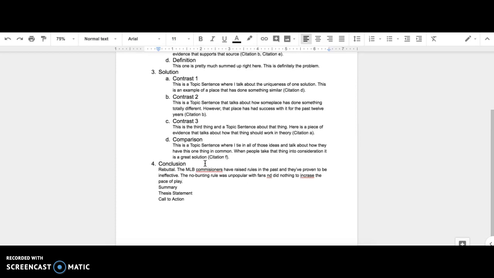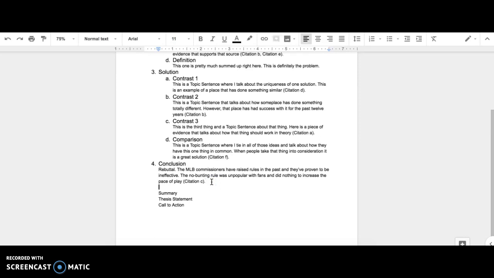Then we would try to include some citation where we got that from. I would include who it was that had said that and how we know that it's unpopular.